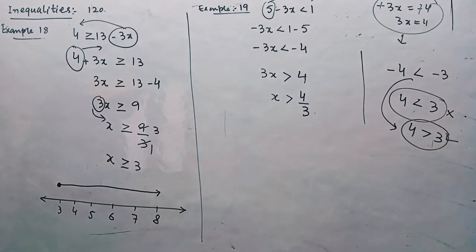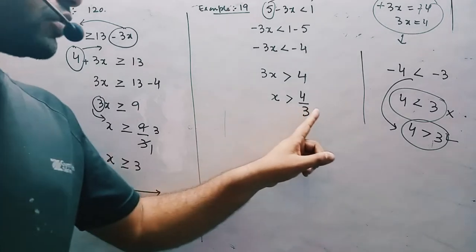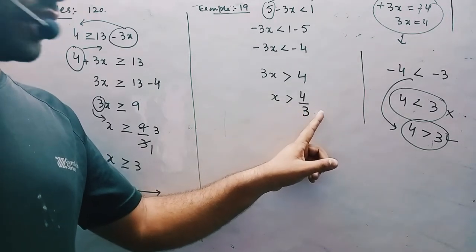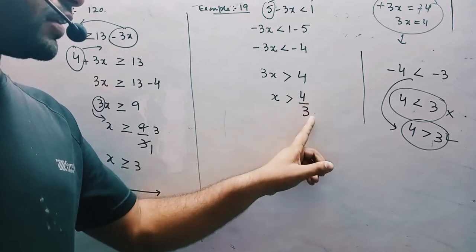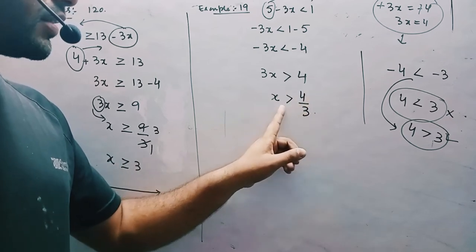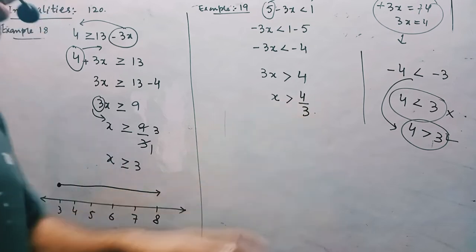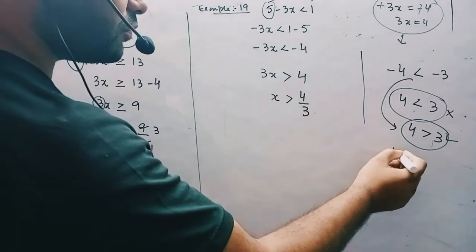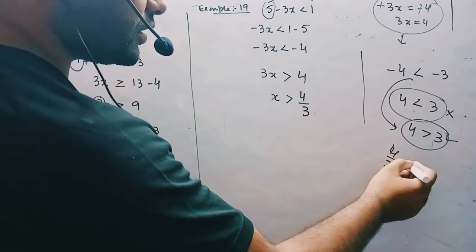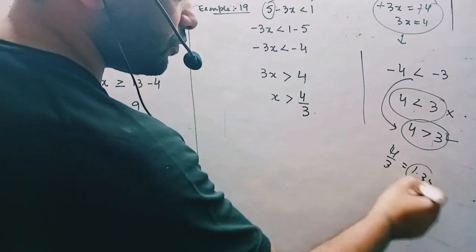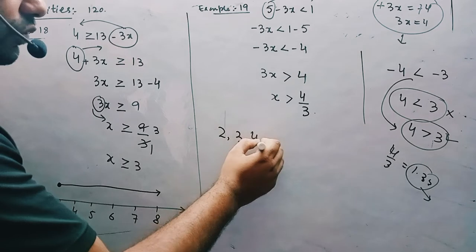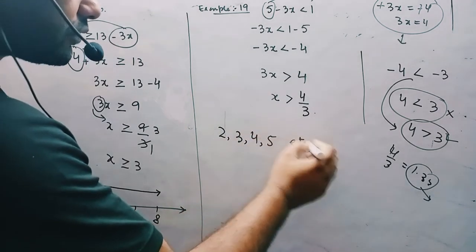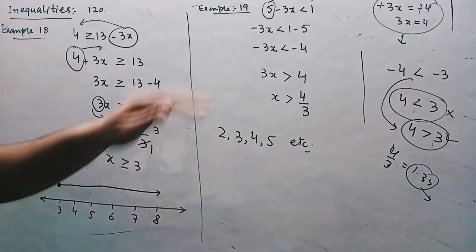List the 4 smallest integers in the solution set. So here we have to write the 4 integers. Any 4 integers which are greater than 4 by 3. X का वैल्यू जो है greater than this. You can check 4 by 3 is some 1.33. So 1.33 से greater कौन कौन सा भी नंबर है, we can write 2, 3, 4, 5 etc. We have to write only the 4. This is the answer. Understand it.